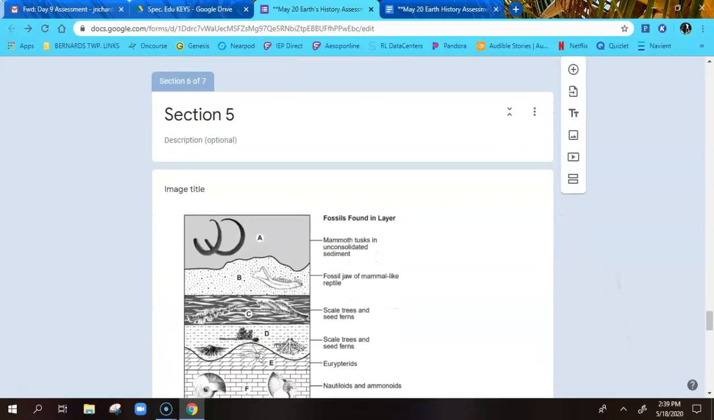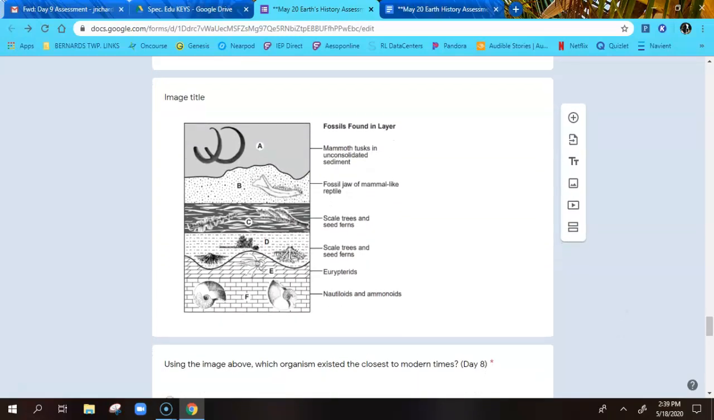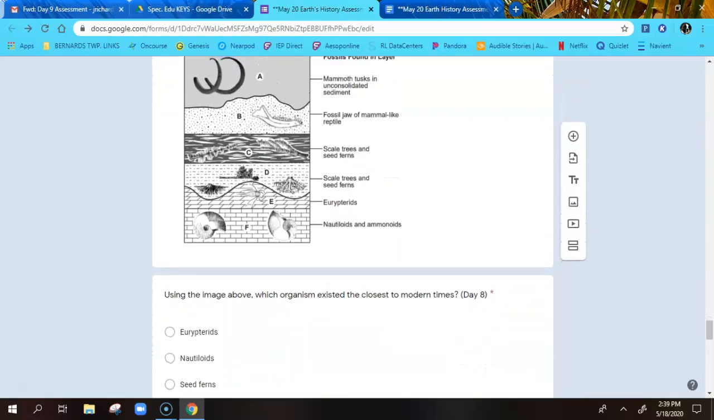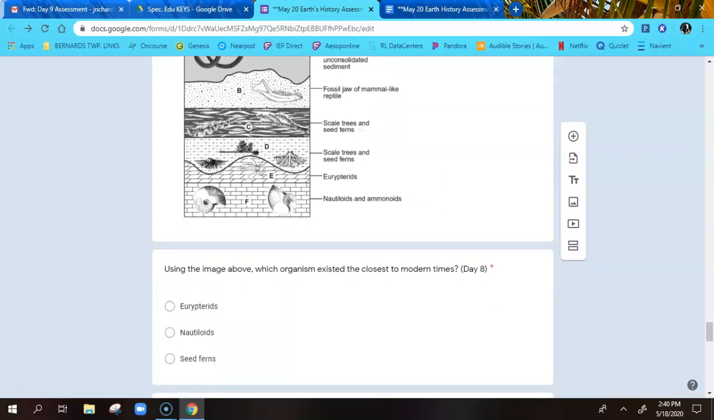Section 5. You're looking at this image for the next question. It reads, using the image above, which organism existed closest to modern times? So which organism is at the most top layer of this diagram? Is it A, the eurypterids, B, the nautilids, or C, the seed ferns?